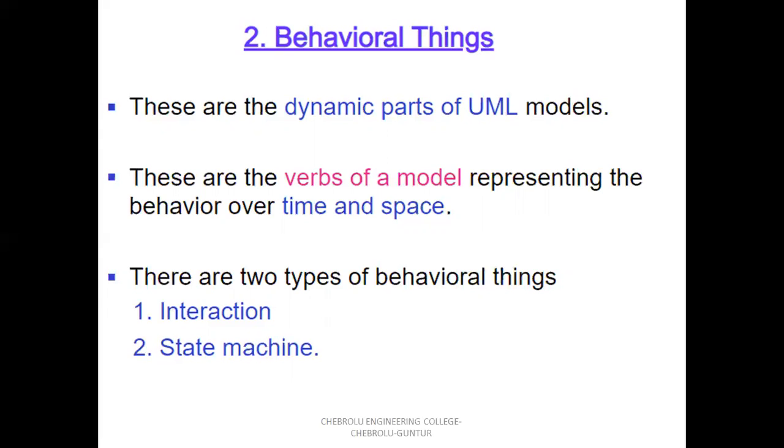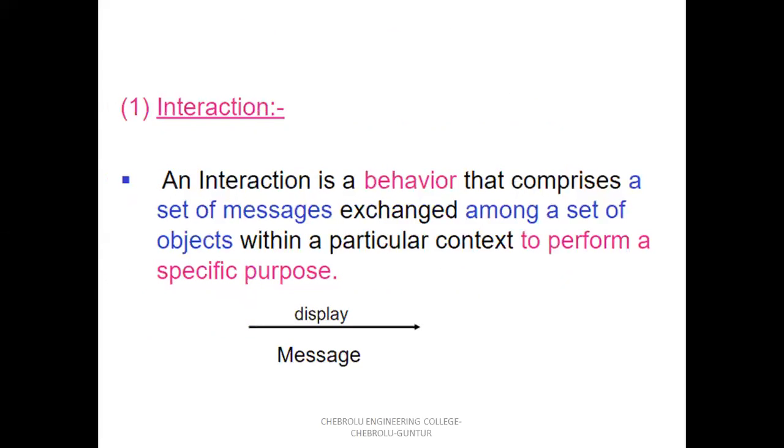There are two types of behavioral things. First one interaction, second one state machine. The interaction is a behavior that comprises a set of message exchanges among a set of objects within a particular context to perform a specific purpose. Suppose in a bank there are two objects: one object is bank, second object is customer. The interaction between the two objects happens by sending some message. A message means transferring some information from one object to another object.